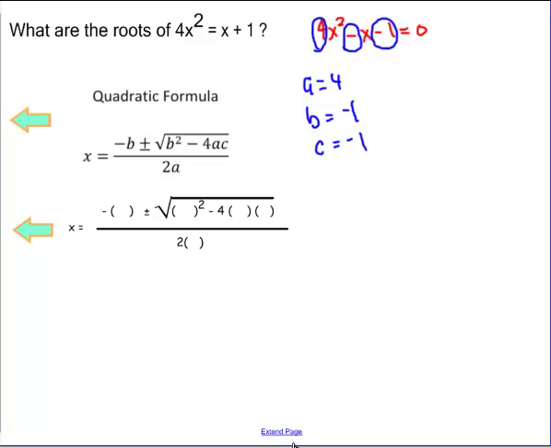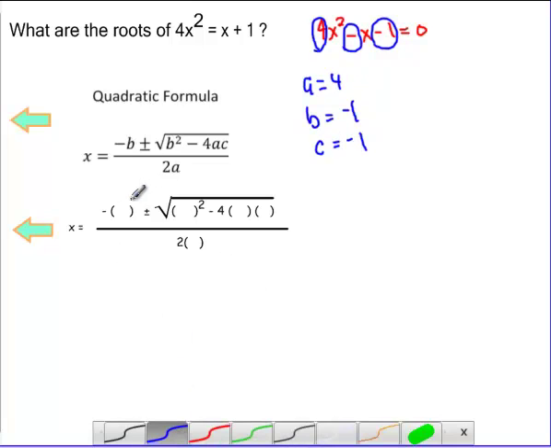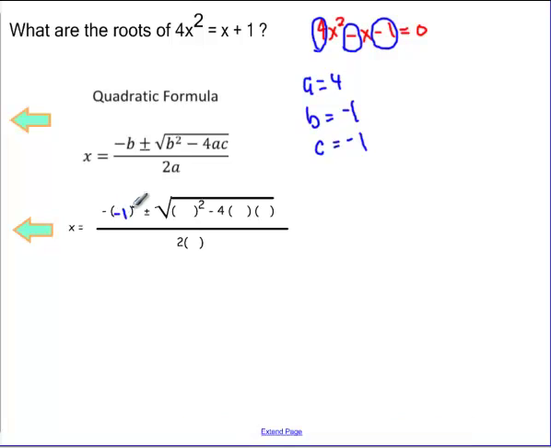Okay, so in for b is -1. In for a is 4. In for c is -1. And in for a is 4. Now all I have to do is clean this up. -1 means it's +1, plus or minus the square root of 1 minus 4, that's 16, that's +16, so that's 17, all over 8.